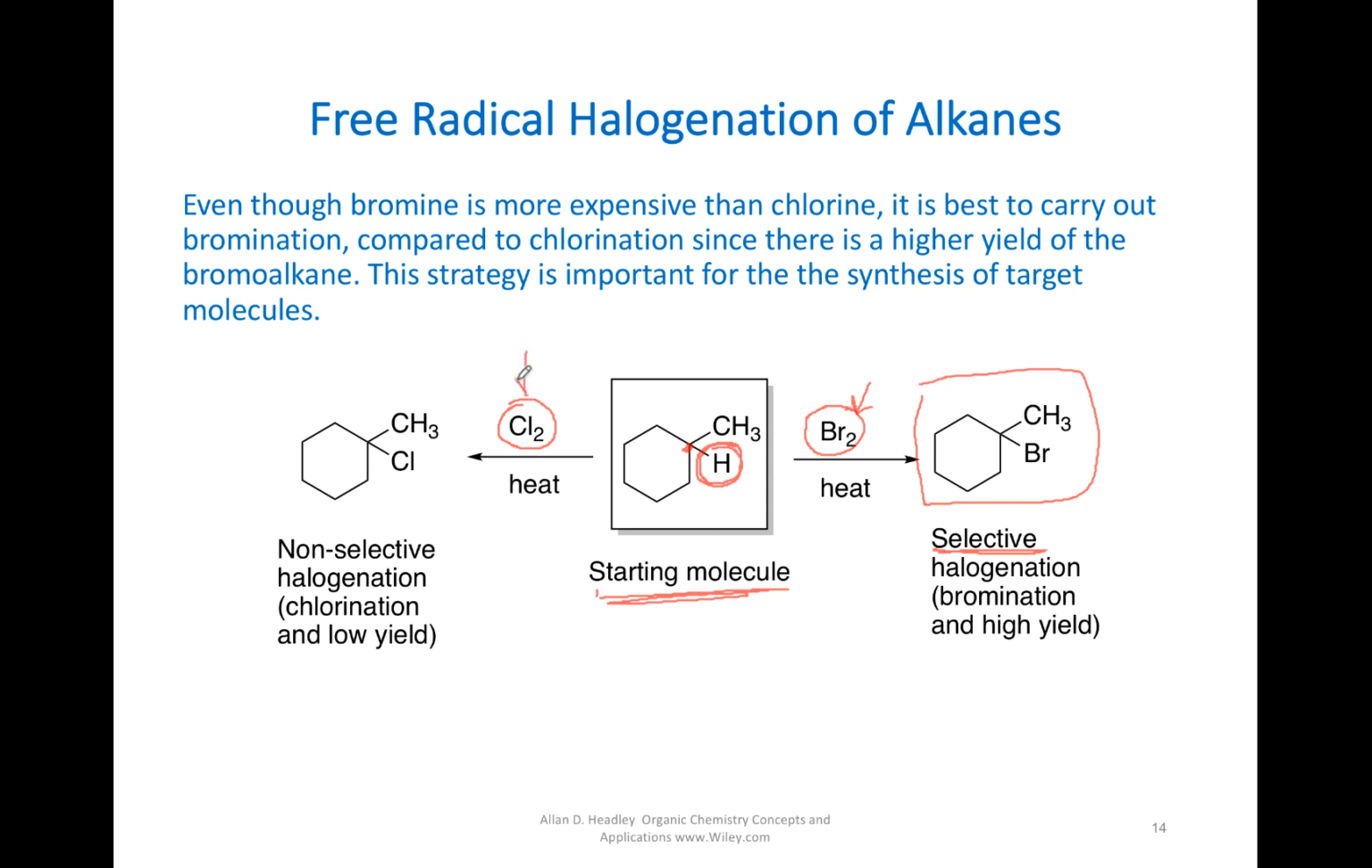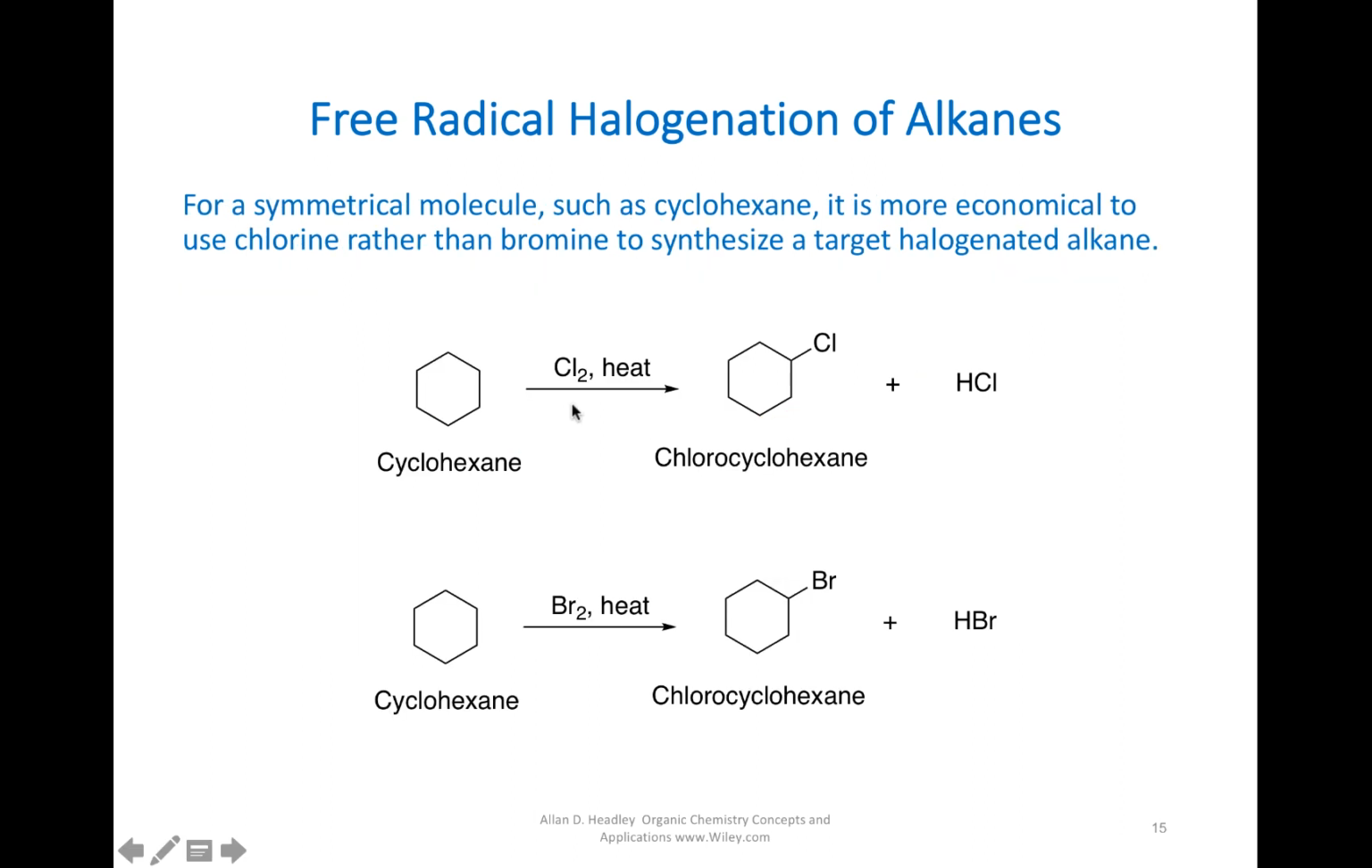If you use chlorine over here, you're going to get a mixture of this product and substitution on the other carbons. So once again, whenever you're doing synthesis, if you need a halogenated product right here or a halogenated product period, look at the molecule carefully and determine if you need bromine or chlorine. You may say, well, why not let's use bromine all the time? But let's see.